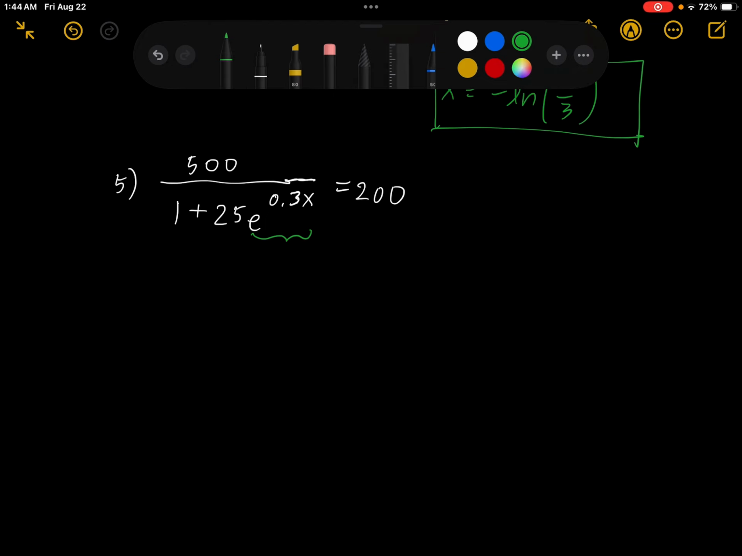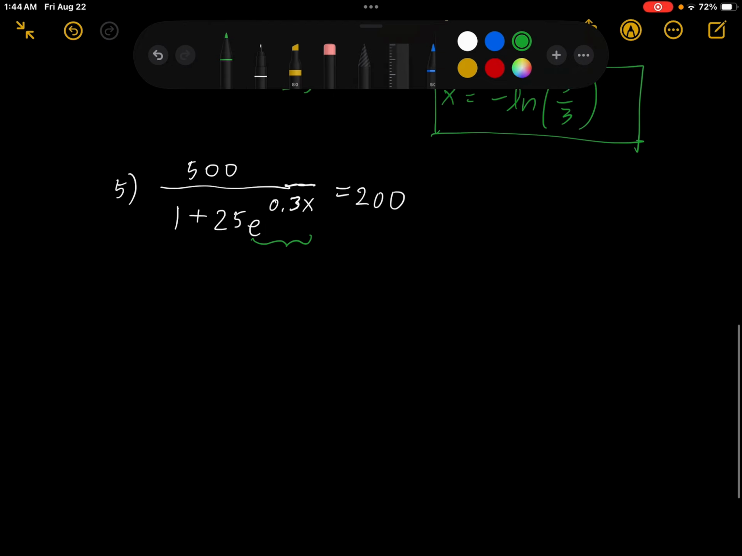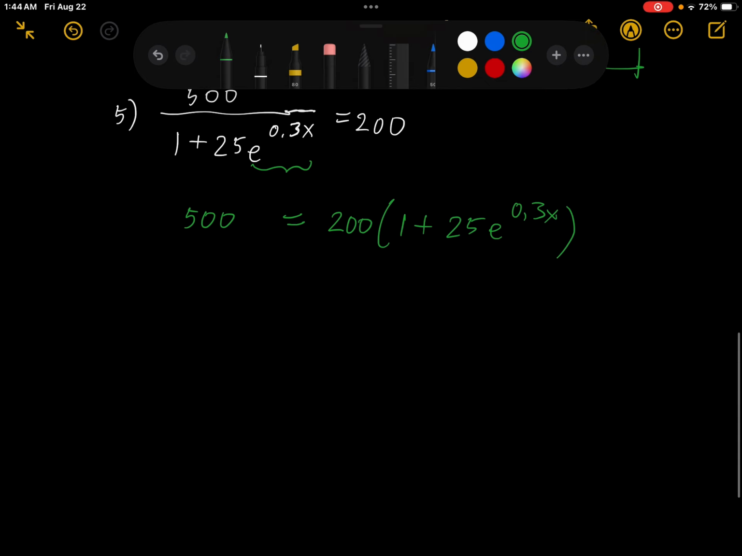Let's get the denominator on the top. So let's multiply both sides by the denominator. That gives us 500 equals 200 times, I need parentheses, 1 plus 25 e to the 0.3x. Right? I need parentheses because I'm multiplying 200 by the whole thing, 1 plus 25 e to the 0.3x. Without parentheses, it would just be 200 times 1, and then adding 25 e to the 0.3x, and that's not what you want. Okay, what's the next step?